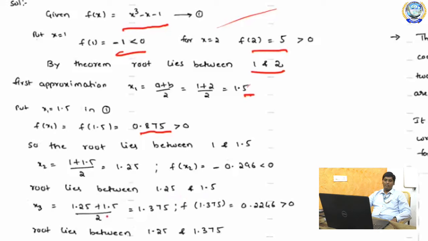Again I will take an average: 1.25 plus 1.5 by 2, that is 1.375. If I substitute this value in the given curve equation, I get 0.2246, which is positive. By continuing this process, it will end somewhere. I will look for a repetition of two decimals after this point. If the two decimals are repeated, then I will stop. That is the approximate root.